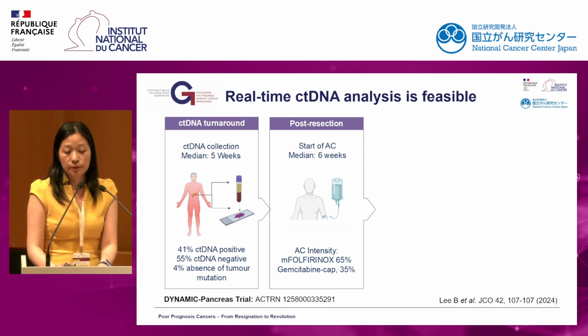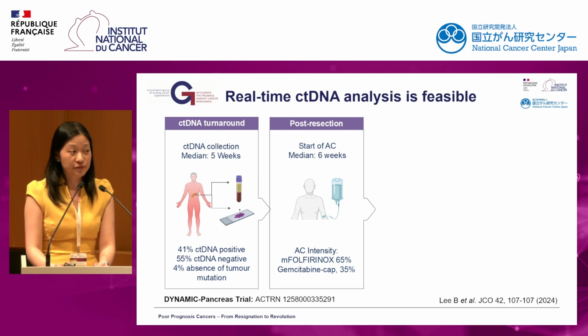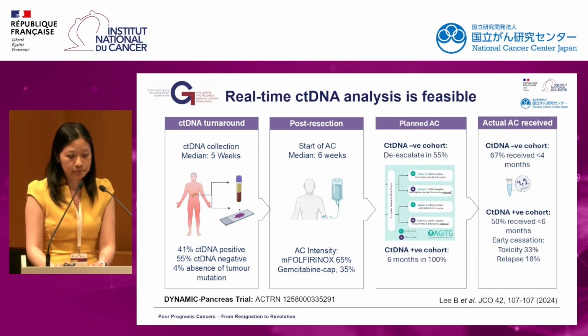We're able to turn around the ctDNA collection with the results within 5 weeks, and all patients started their adjuvant chemotherapy within 6 weeks. We also noticed that 41% of our patients after curative intent surgery were actually ctDNA positive. When we asked the clinicians and the patients what type of chemotherapy they wanted to receive, 65% opted for modified FOLFIRINOX, and 35% chose gemcitabine and capecitabine.